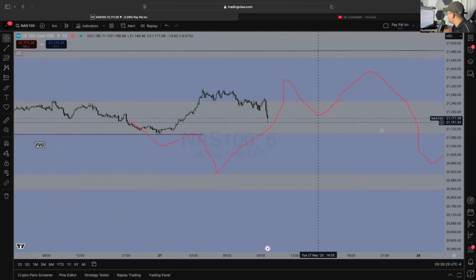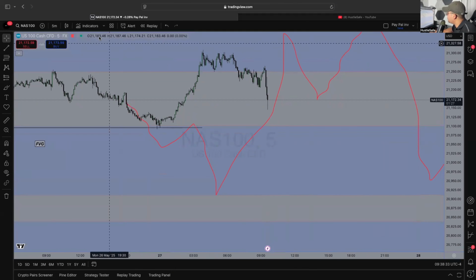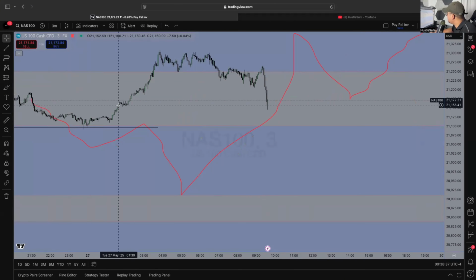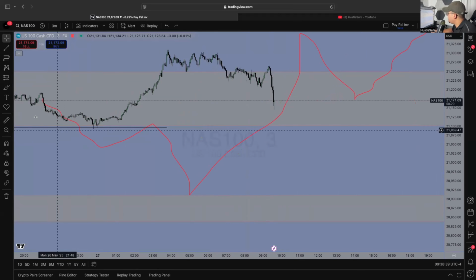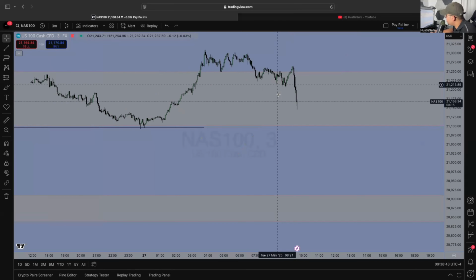Right now I'm looking at 5 minutes. On 5 minutes, the market could go and correct this area also. On 3 minutes, we're seeing the same. I'm going to remove this so it doesn't interrupt what we're doing.